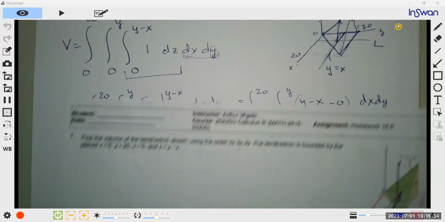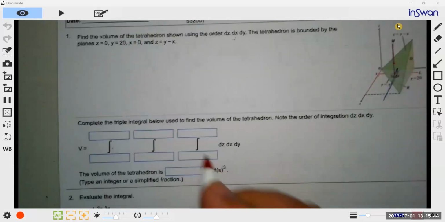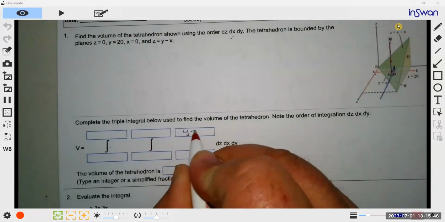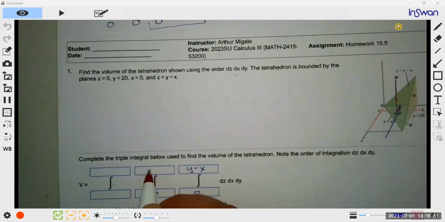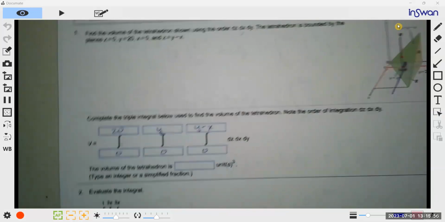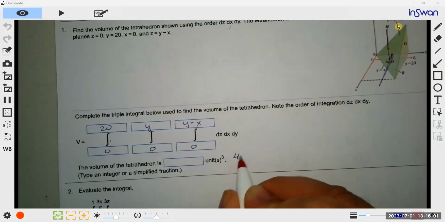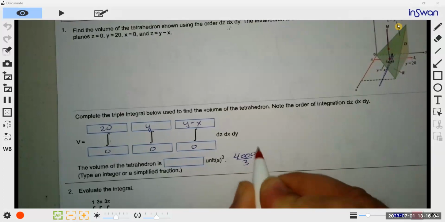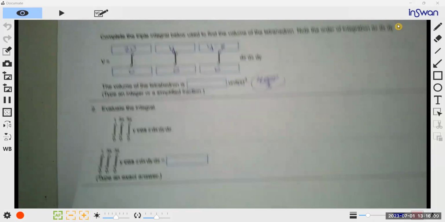Okay, so what it wants as our answers, we want our bounds. So the bounds of dz are 0 to y minus x. So dx is 0 to y, and dy is 0 to 20. And our final answer was 4,000 divided by 3. That's the first one.